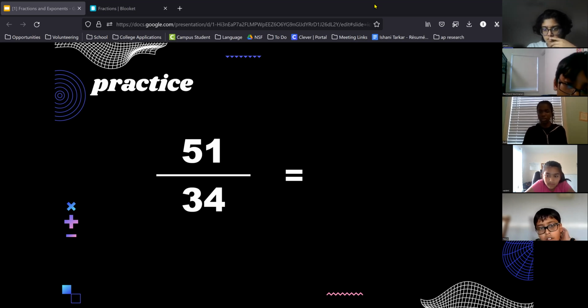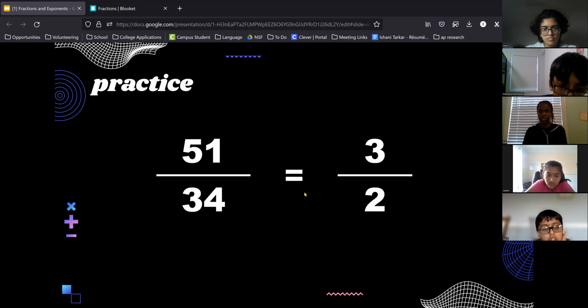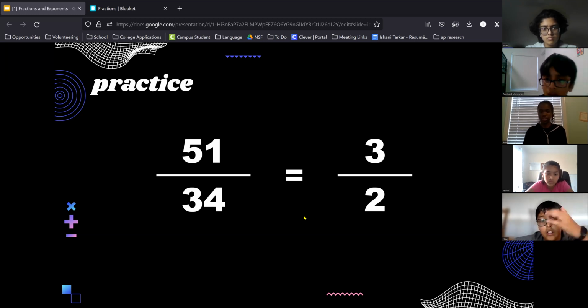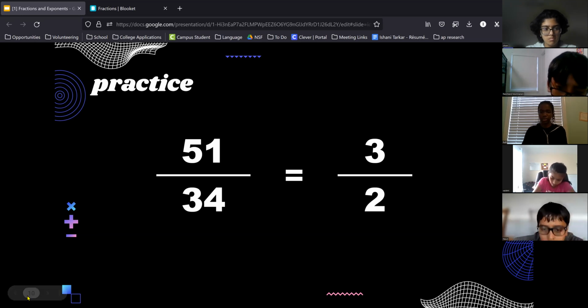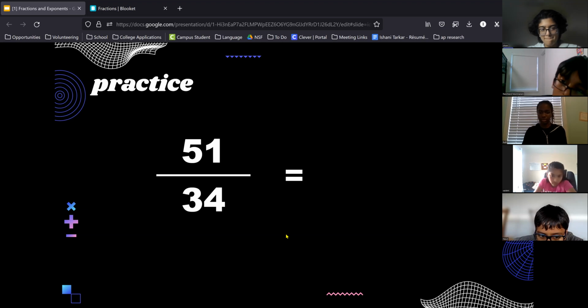Okay, so a lot of people are saying 1 and 17 over 34 because this is a mixed number technically. But I want you to simplify it, because 17 over 34 can be simplified. A lot of people are getting the right answer, and it is 3 over 2, or you can say 1 and 1/2.